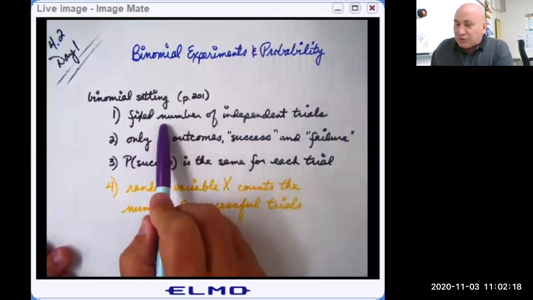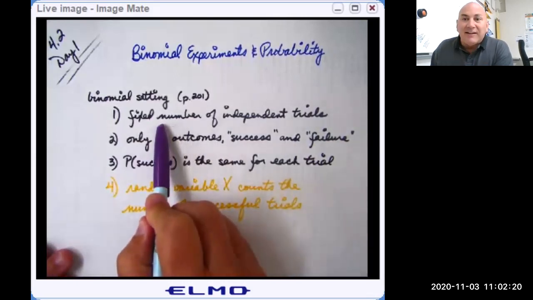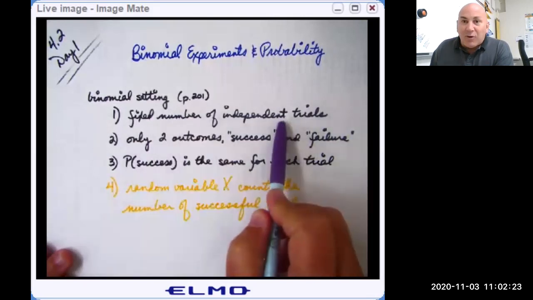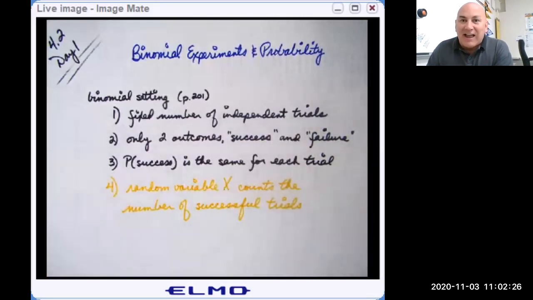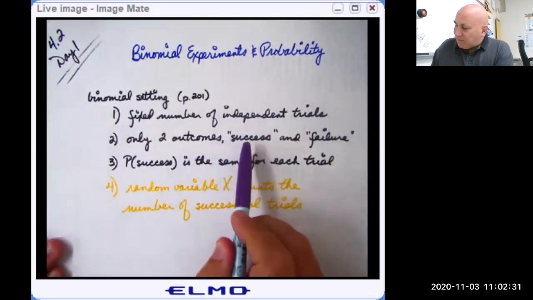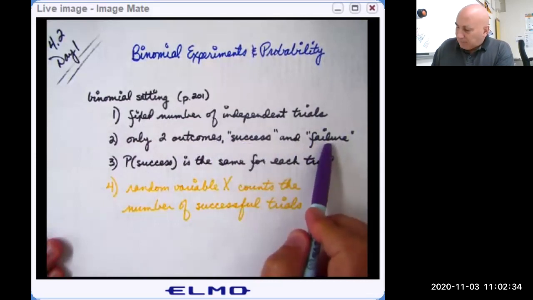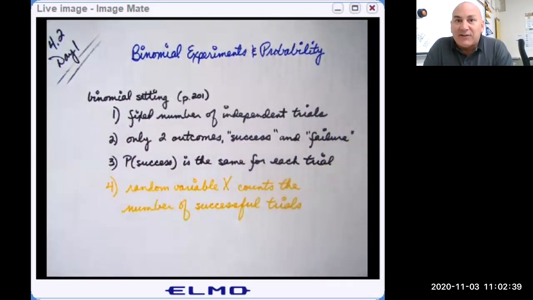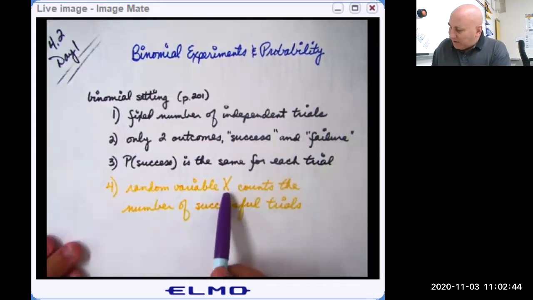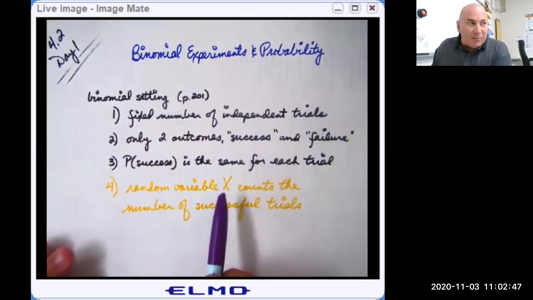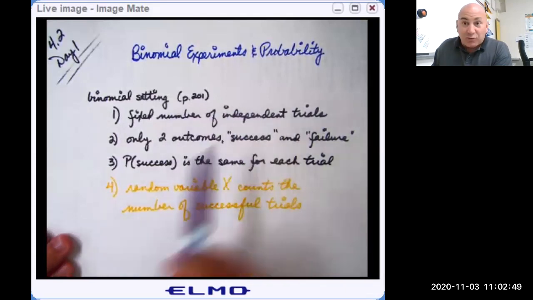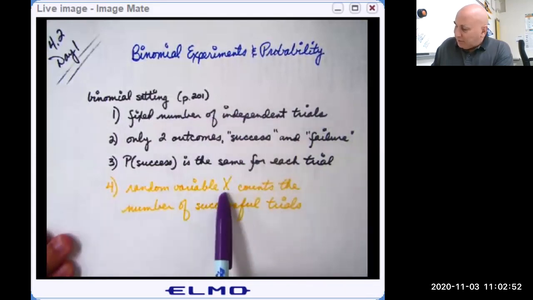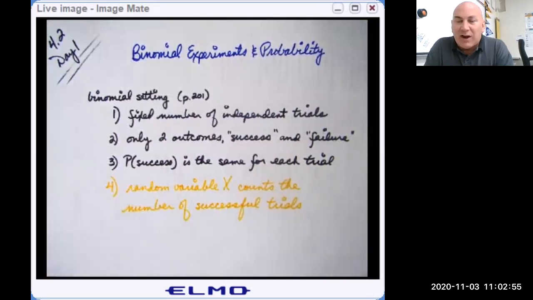I have a fixed number of trials. I said I'm going to roll the die 10 times. Each die roll is independent. It doesn't matter what I got last time. This roll is independent. There are only 2 outcomes, 5 and not 5. And the probability of success is the same for each trial. It's 1 out of 6. Probability of getting 5 is 1 out of 6. And then my random variable x, if you go by our book where these 2 are the same, which we will, the random variable x counts the number of successful trials out of 10.